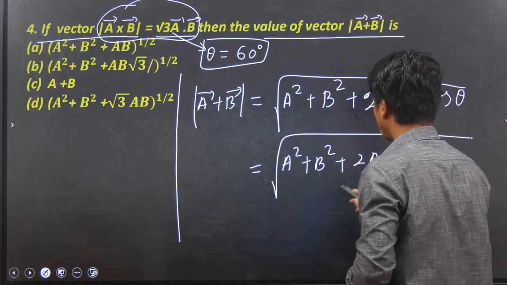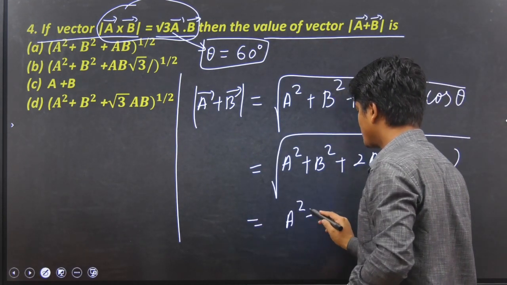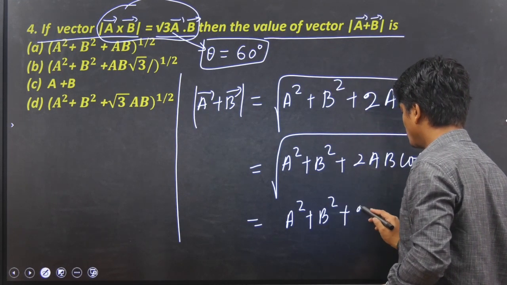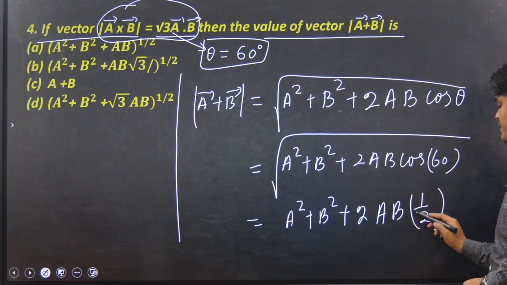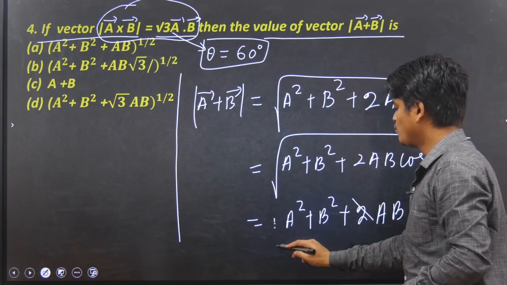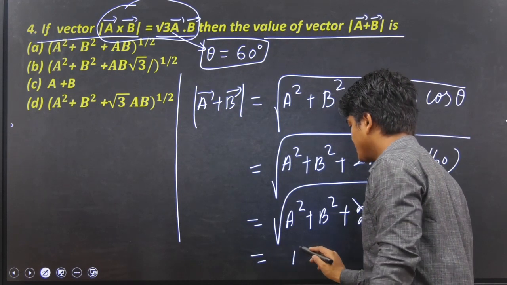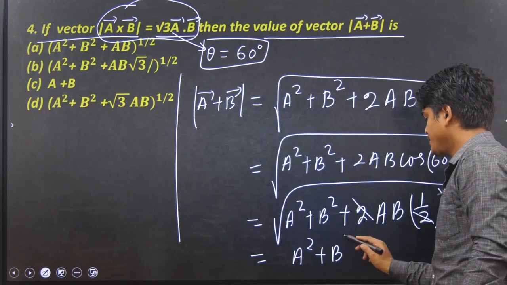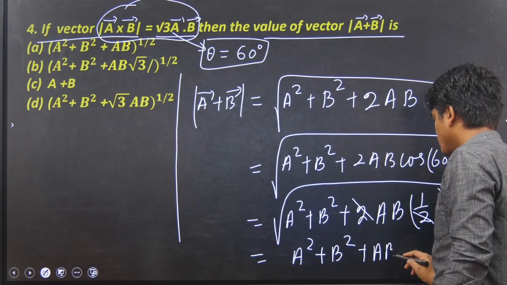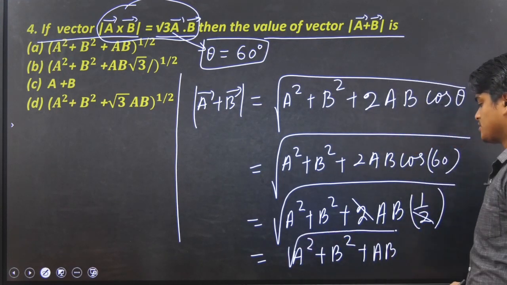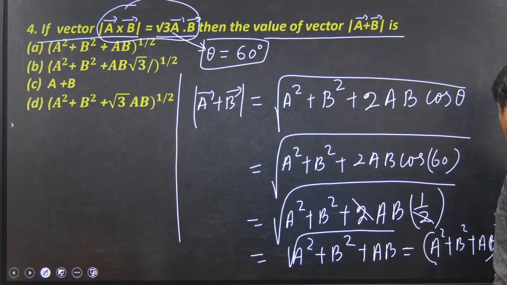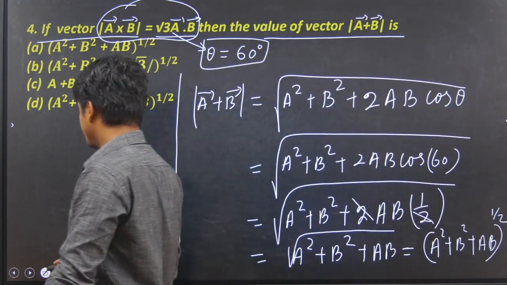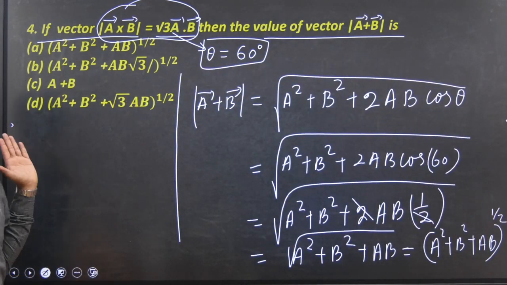Now root under. Now here how much is coming? It will come A squared plus B squared plus 2 times AB, what is cos 60? Cos 60 is half. Now here the 2 will cancel with the 2, and the root under is also there. Now here how much is coming? It is coming A squared plus B squared plus AB, the whole to the power half, since root is there. So you can write A squared plus B squared plus AB to the power 1 by 2.